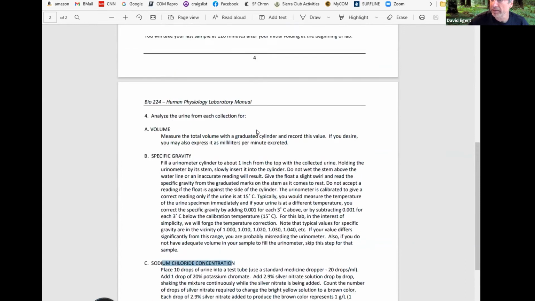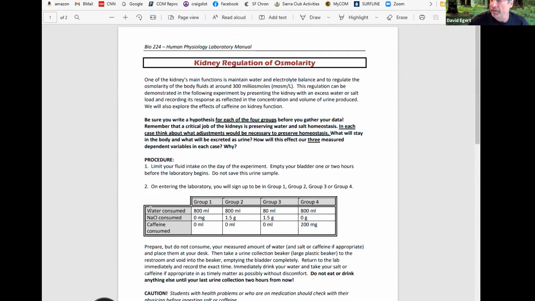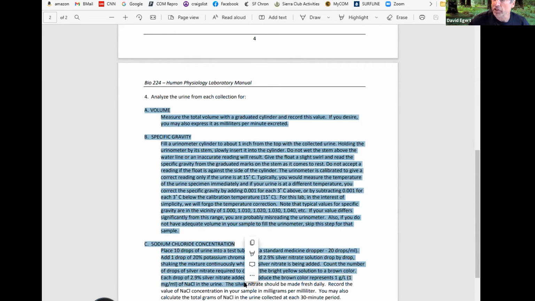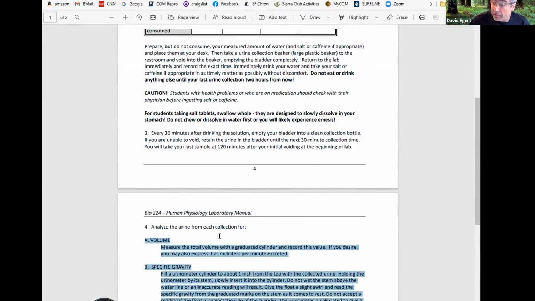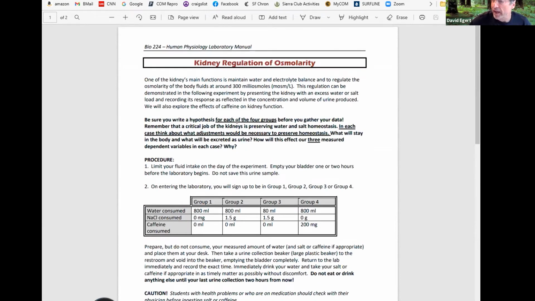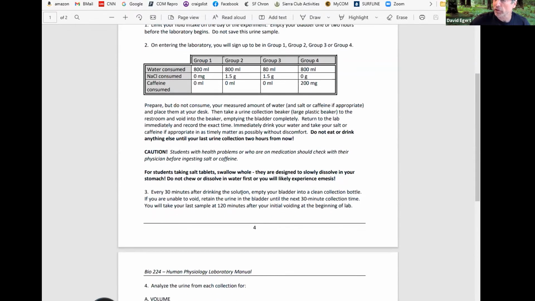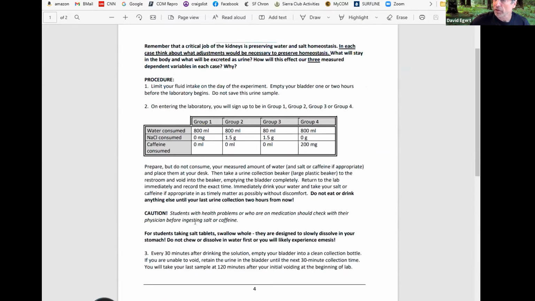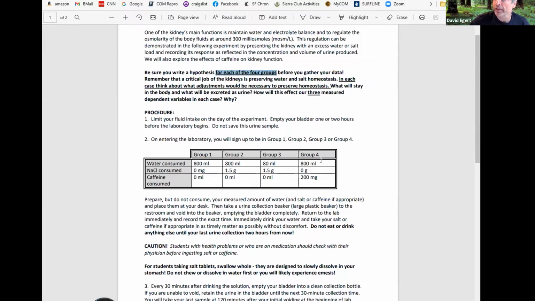So does that make sense? The basic setup is these independent variables, the ingestion of water, salt, and caffeine, and the dependent variables are the volume and composition of the urine that's being formed. And so what I want is a hypothesis for each of the four groups. So for group one, what do you expect in terms of these variables, volume, specific gravity, and salt? For group two, what do you expect? For group three, for group four?